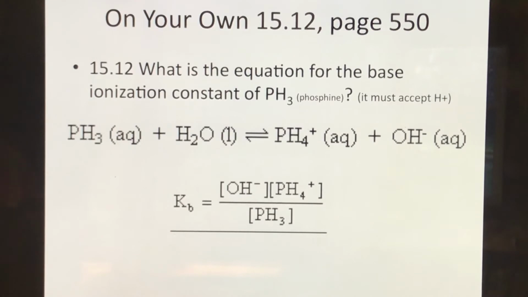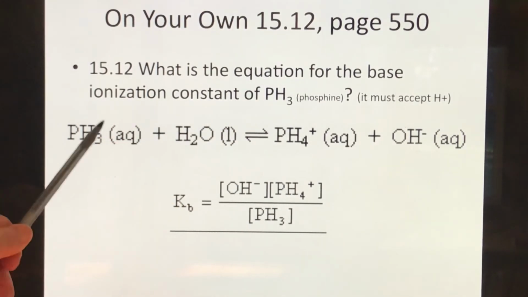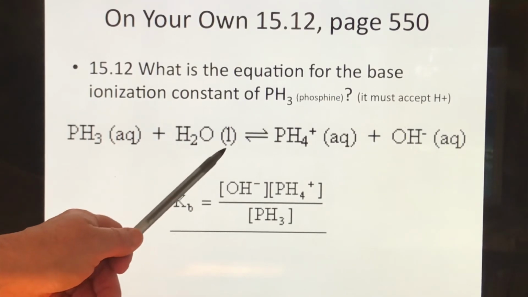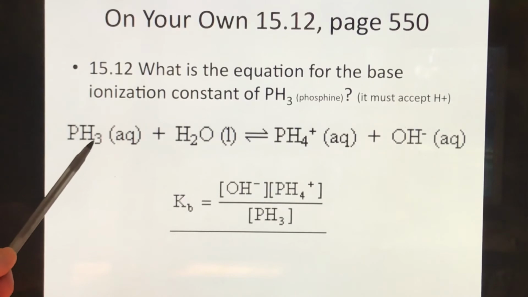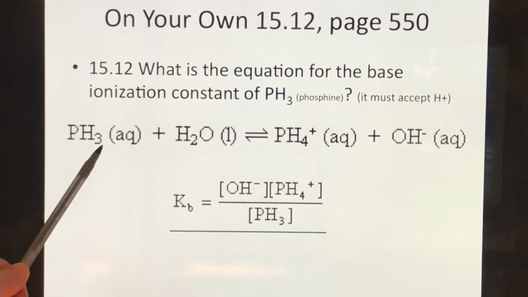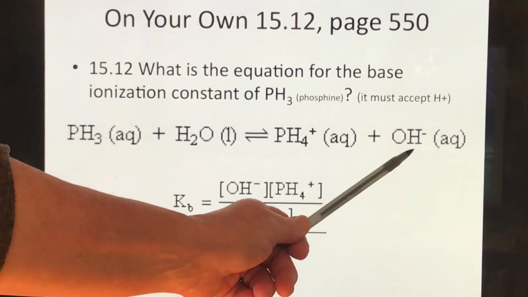Okay, on your own 15.12: what's the equation for the base ionization constant of this PH3, which is considered phosphine? We know if it's a base, it must accept a hydrogen ion, and we basically start by taking this molecule and adding it to water in the liquid form. This has to receive a hydrogen ion, so it goes from PH3 to PH4, and then the water turns into a hydroxide ion.